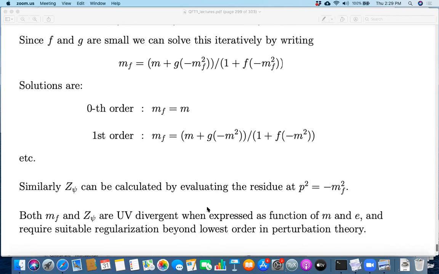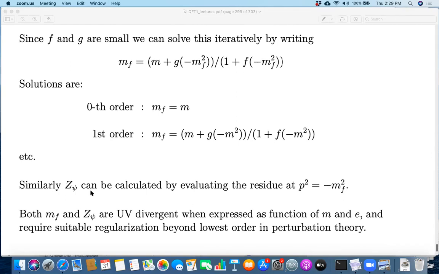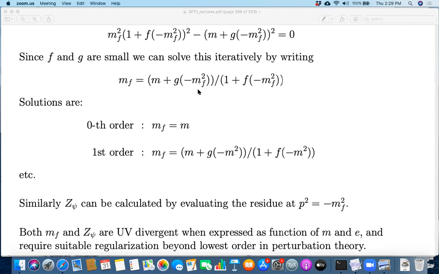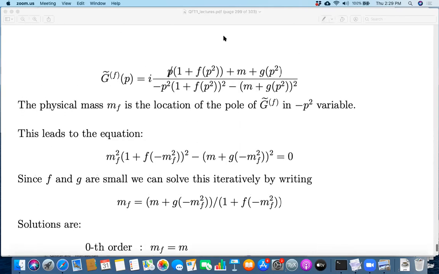Here I have said, and maybe we can go through it some other time, that the wave function renormalization constant, Z psi, can be calculated simply by evaluating the residue of this function at p square equal to minus mf square. And again, you do this iteratively, perturbatively, because you cannot determine them exactly. But to any given order, you can calculate the residue, because once f and g are known to a given order, the function is known, so you can calculate its residue.